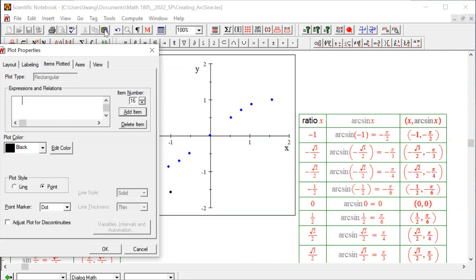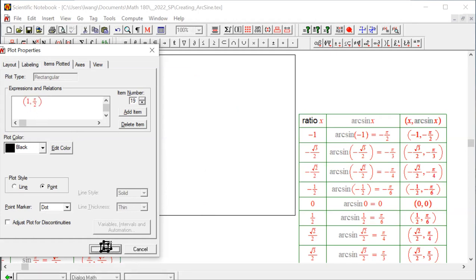So next comes the positive ones. Pi over 4. And the next one is going to be ½, pi over 6. Okay, last but not least is 1, pi over 2. So let's look at these black dots.